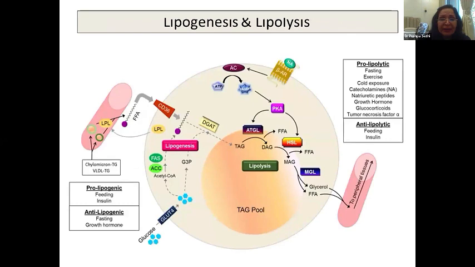Now, this is a very important diagram which shows you both lipogenesis and lipolysis. This is lipogenesis happening here, and this is lipolysis. And a balance between the two is maintained to liberate glycerol and free fatty acids to the peripheral tissues. Now, the pro-lipogenic state is when there is a lot to eat or when there is insulin. And the anti-lipogenic state is when you're fasting or under the effect of growth hormone. The pro-lipolytic state is when you're fasting, exercising, in cold exposure, or exposed to catecholamines, growth hormone, glucocorticoids, tumor necrosis factor. And anti-lipolytic is when there is a lot to eat and when there is insulin.